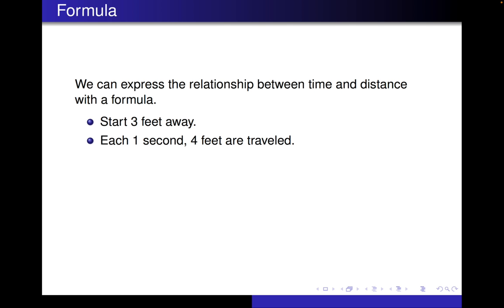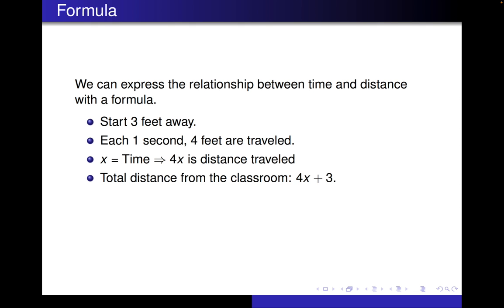If we just focus on the amount of distance we travel at a given period of time, if x is the time, and there are 4 feet traveled for every second, that means 4x is going to be the distance traveled. So if you put those things together, you start 3 feet away, and for every x seconds you travel 4x feet more away.